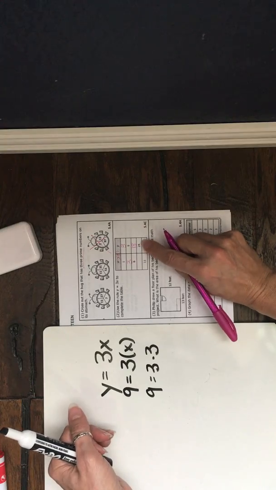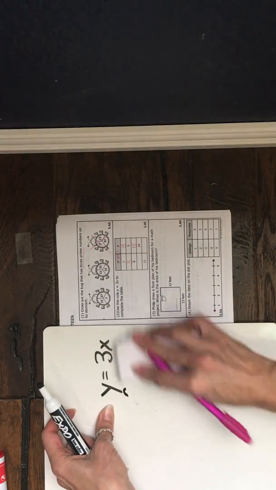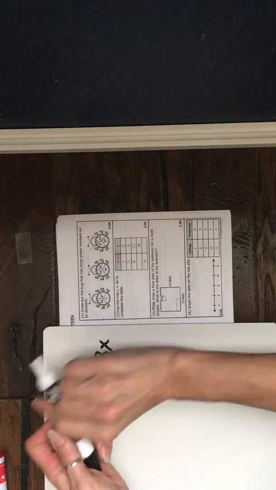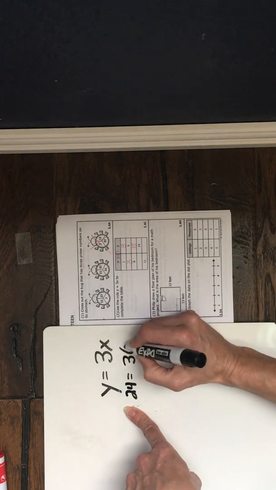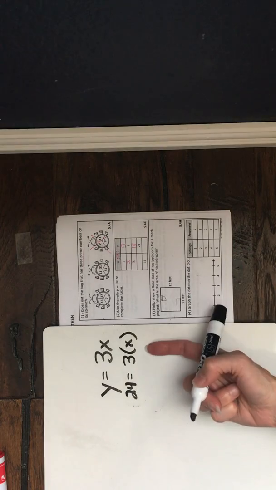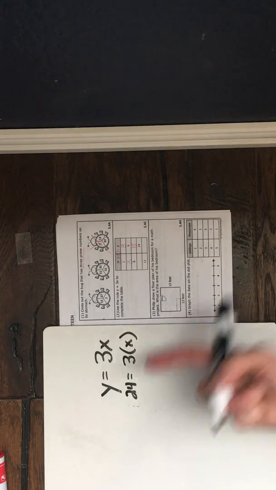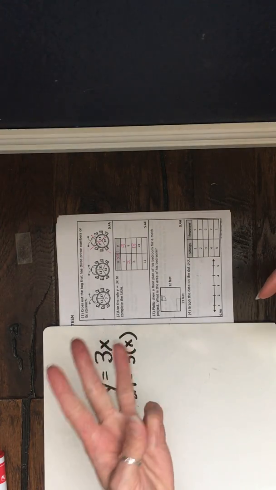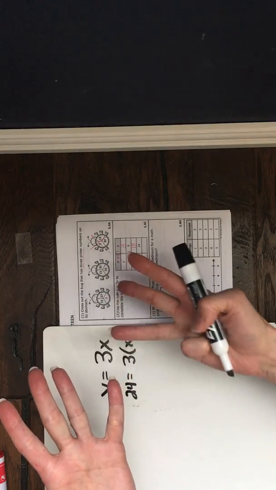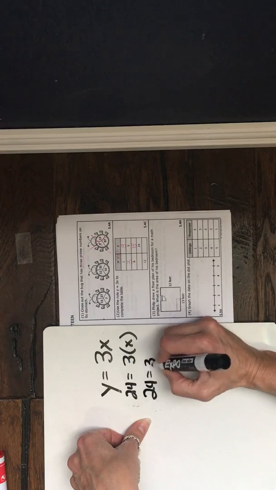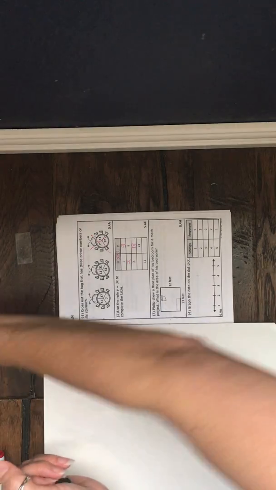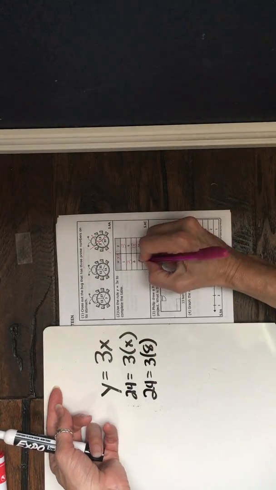Okay, again, this time it gave us our y. So let's just do the formula just because we can. So it gave us our y, so we're going to put 24 equals 3 times x. Well, what multiplied by 3 gives us 24? Well, let's sing our 3 song. 3, 6, 9, 12, 15, 18, 21, 24. So that's going to be 8. So 24 equals 3 times 8. So that means our x is 8.